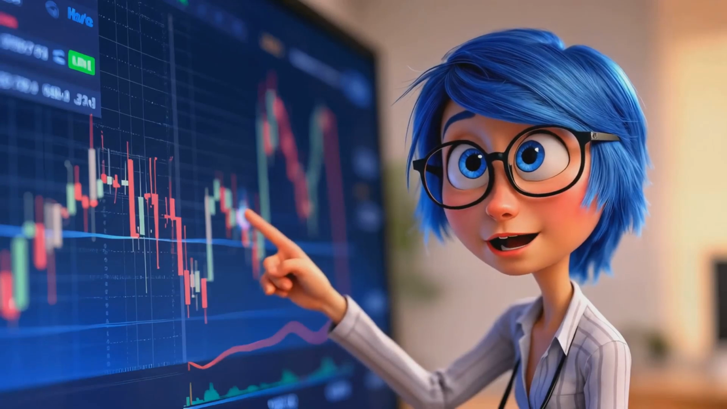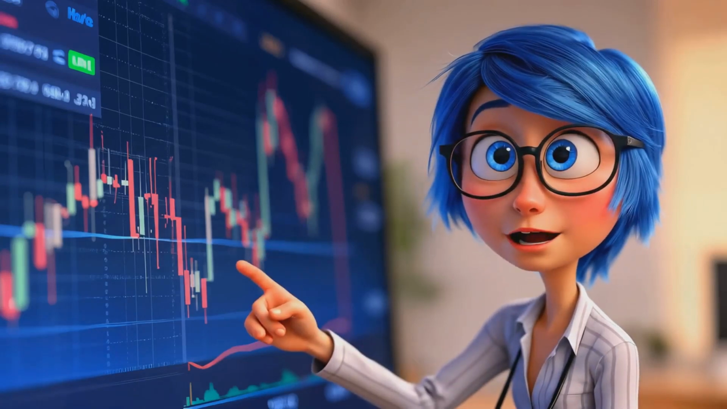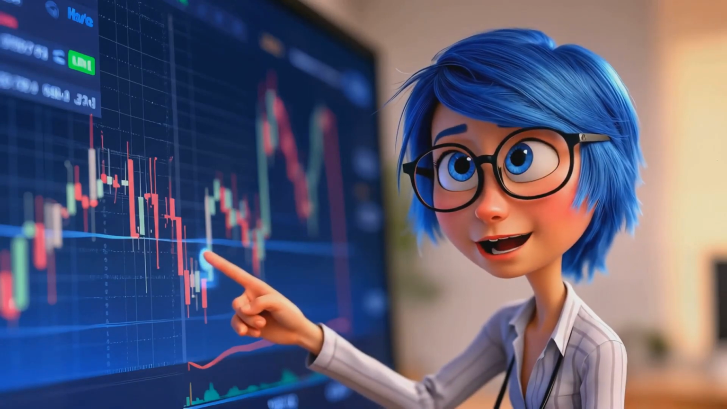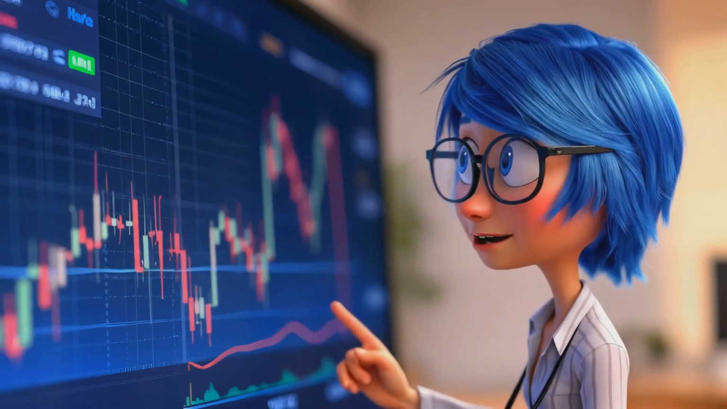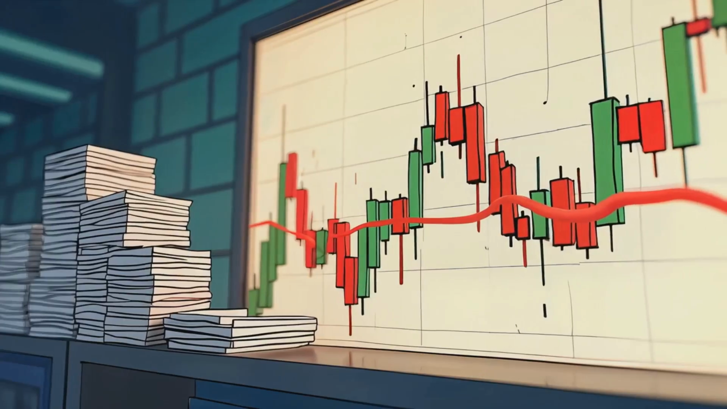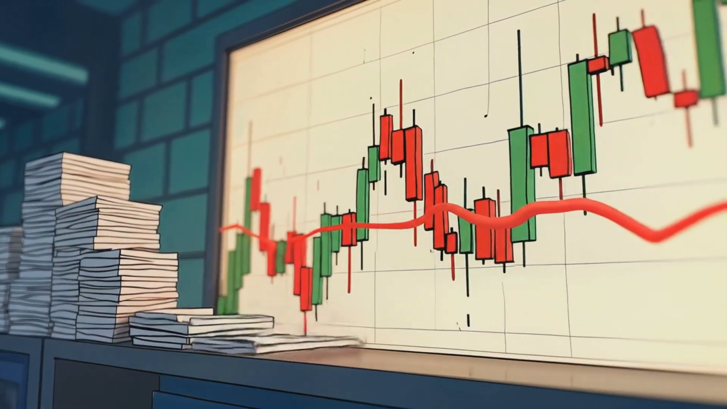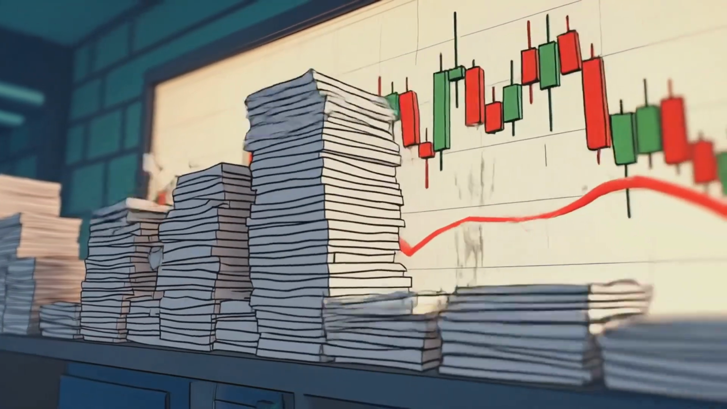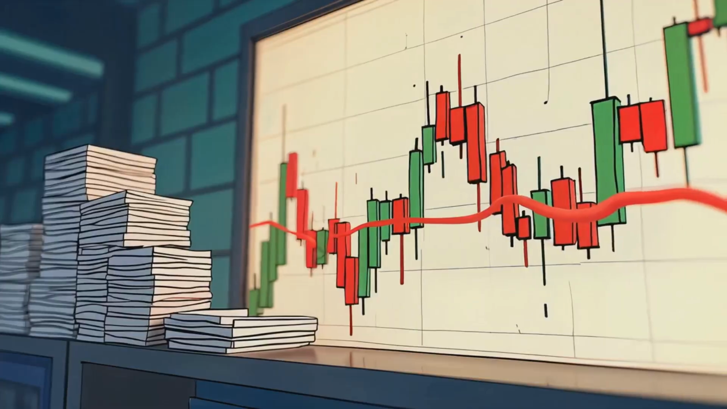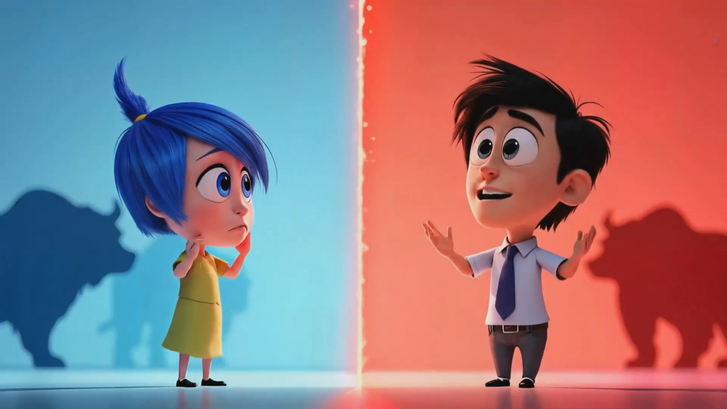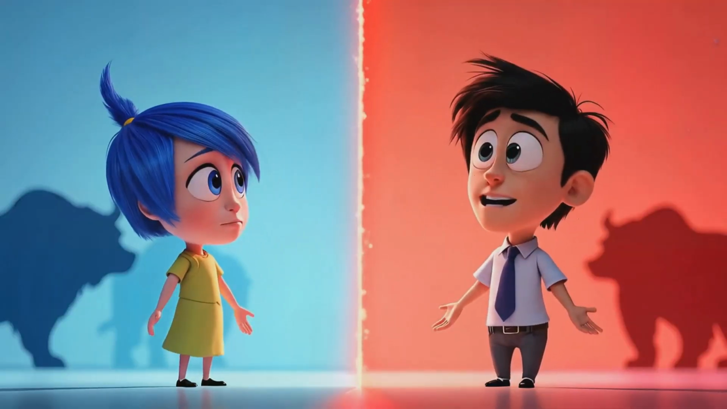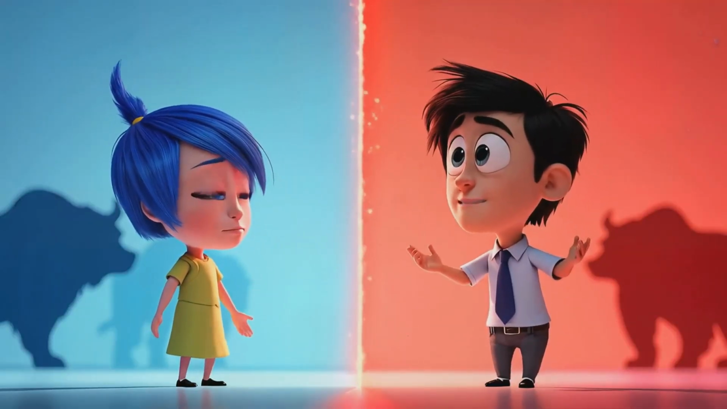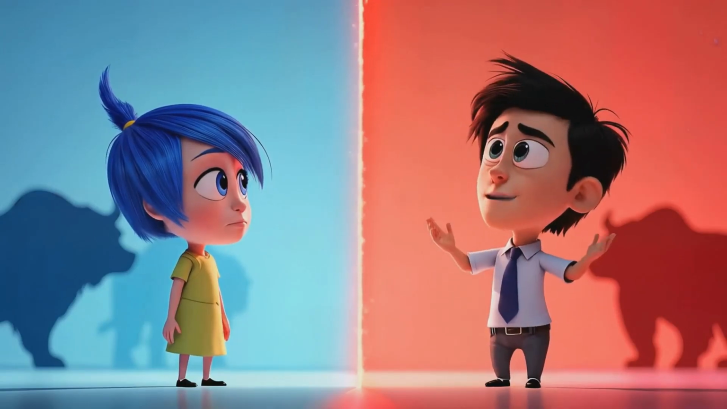These resistance points often represent psychological levels where the market believes the stock price is overvalued or fairly valued. At resistance levels, selling pressure intensifies as more traders decide to sell their positions, believing the price won't go higher. At resistance, a battle between buyers and sellers occurs. Buyers become hesitant while sellers grow more confident.